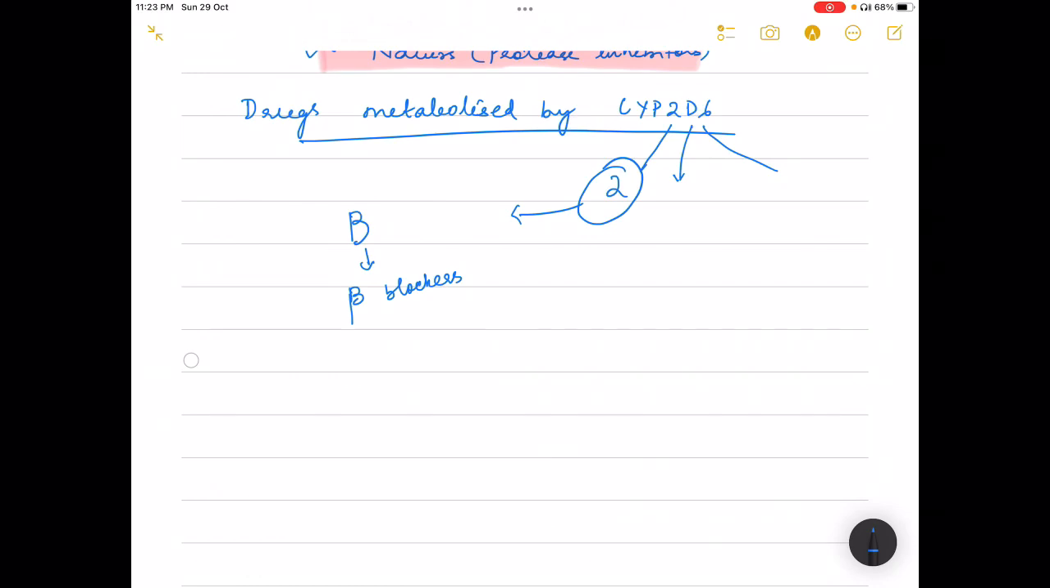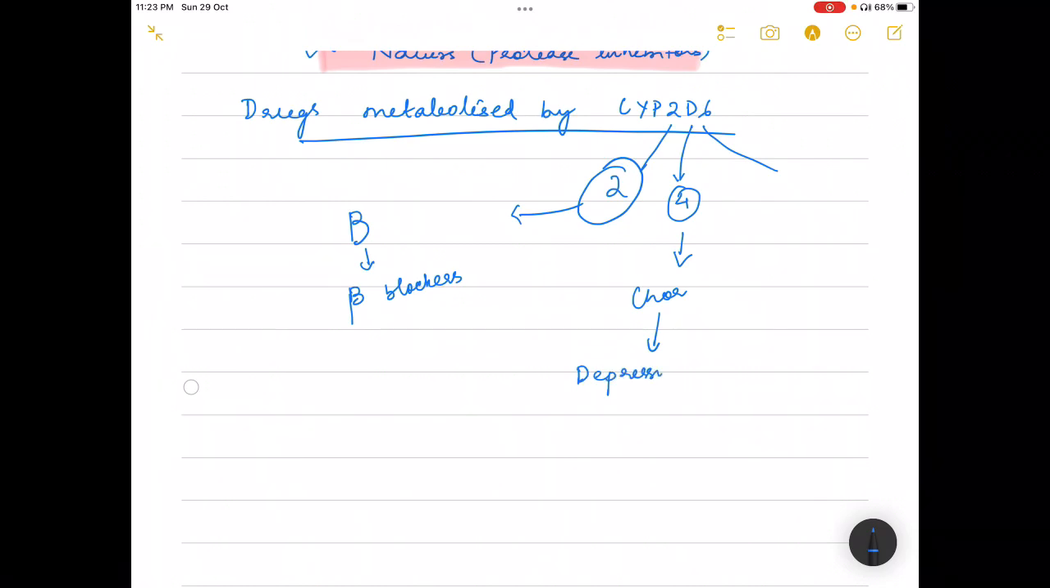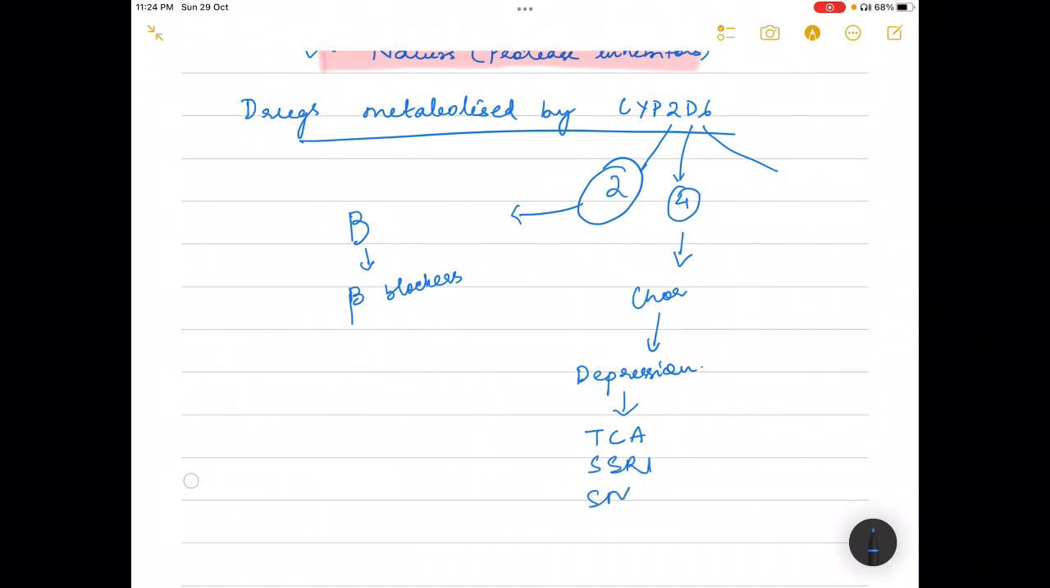Then 4, for 4 you will remember chori. And whenever there is chori, you go into depression. So when there is depression, you will give the drugs like TCA, tricyclic antidepressants, SSRIs, SNRIs.